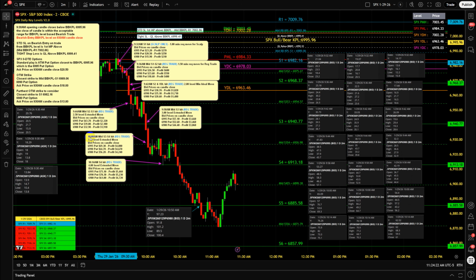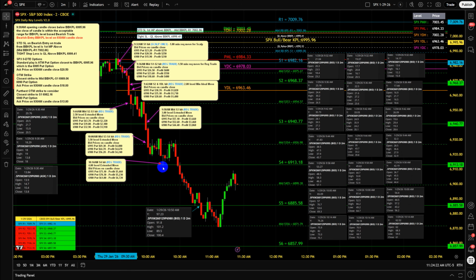On the 10 a.m. candle here, it hits the mid S3, S4. That's now a 3.5 level extended move. The data boxes are here for that, the 10 a.m. 69.95 put, 69.30. Profit $4,880 per option. 69.90 put, 64.70. Profit $4,670 per option. 69.80, 56.20 on the bid. Profit $4,240 per option.